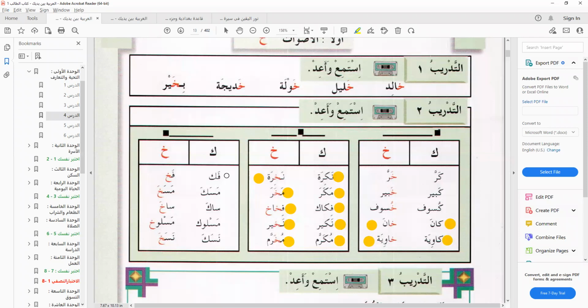Then here we have fakun. Then here we have fakhun. Then we have masaka. Masakha. Saka. Sakha. Maslukun. Then maslukhun. Nasaka. Then you have nasakha. First is nasaka, then the next is nasakha.